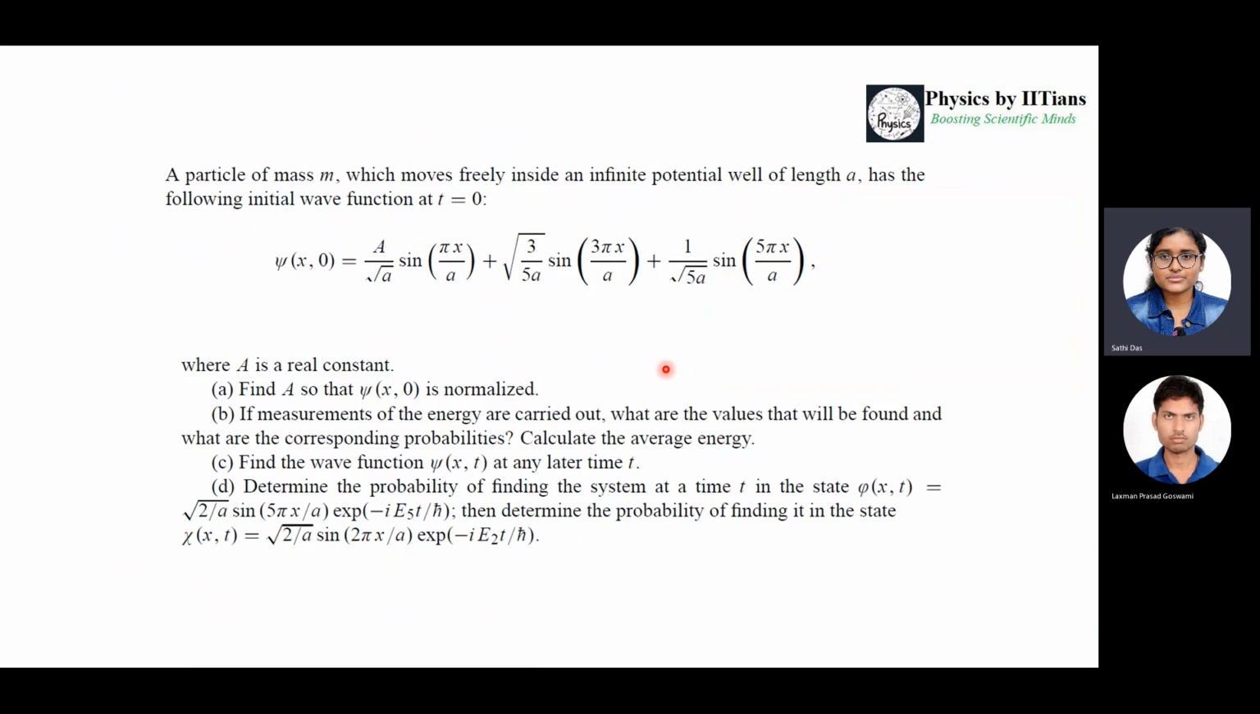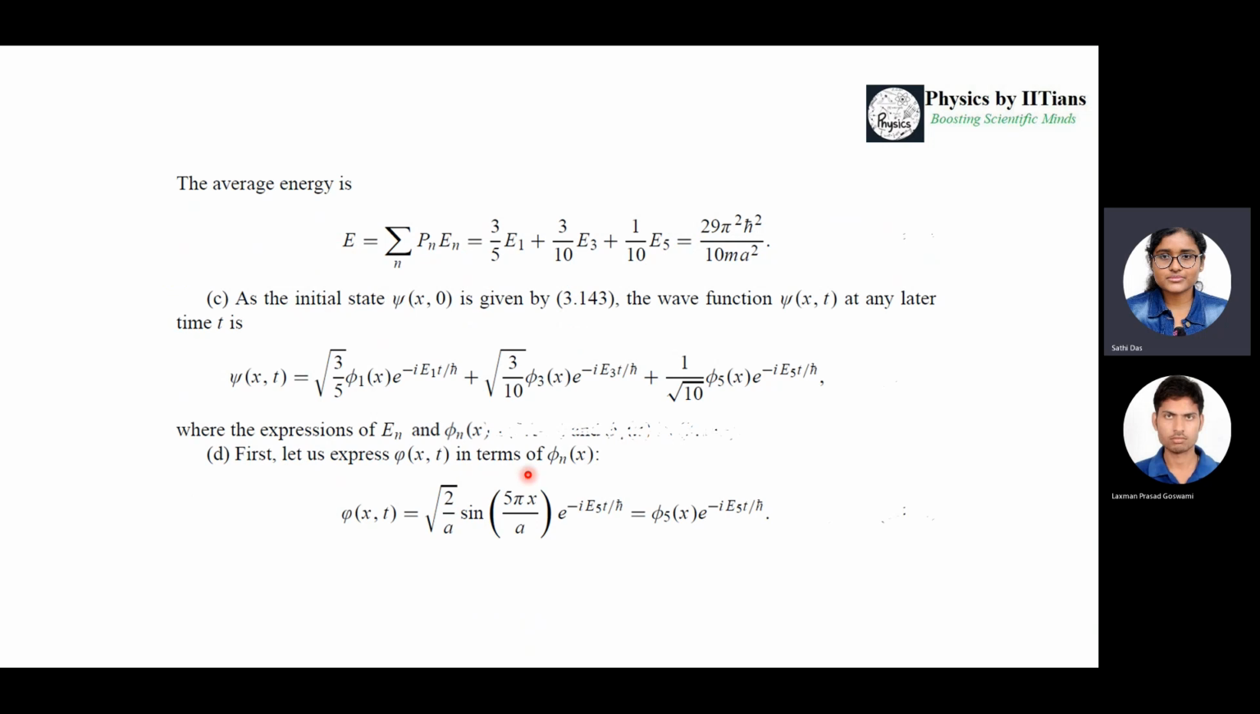The next question is to determine the wave function psi x comma t at any later time, given the initial time. Another question was the average energy. You find the average energy using this formula: the sum of each probability times the energy eigenvalue. So it is 3 by 5 into E1, plus 3 by 10 into E3, plus 1 by 10 into E5. It becomes 29 pi square h cross square by 10 m a square.